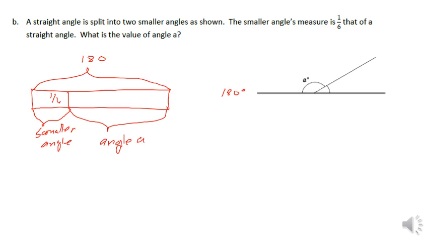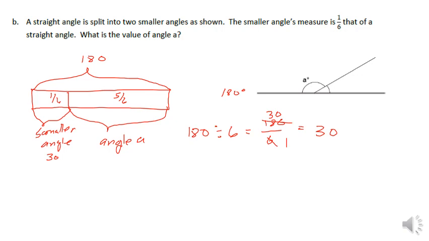This one here was angle A. For this to be a whole, if the other angle is 1/6, angle A has to be 5/6. Now, in order to solve this, we're going to take 180 divided by 6, which equals 180 over 6. I look for commons. The 6 will go into 6 one time, and 6 will go into 180 30 times. So this equals 30. That means that 1/6, the smaller angle, is 30.